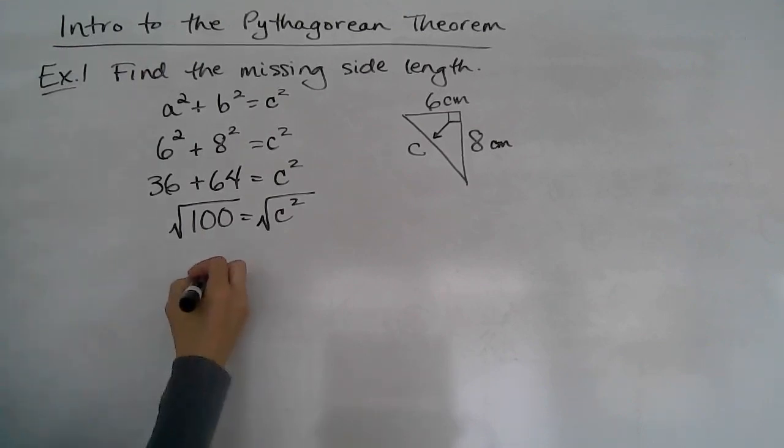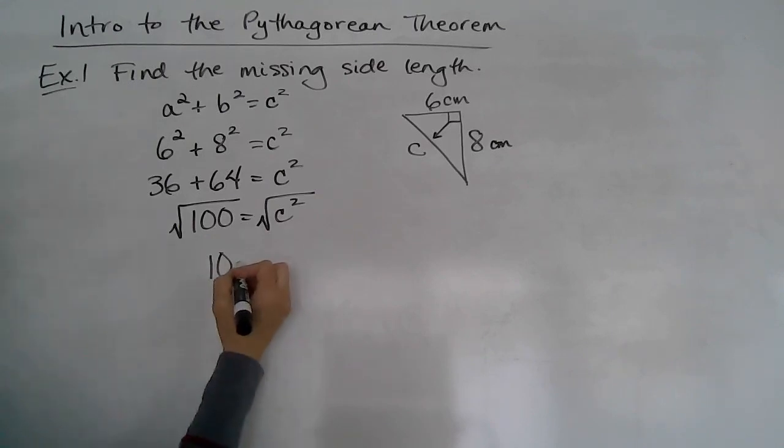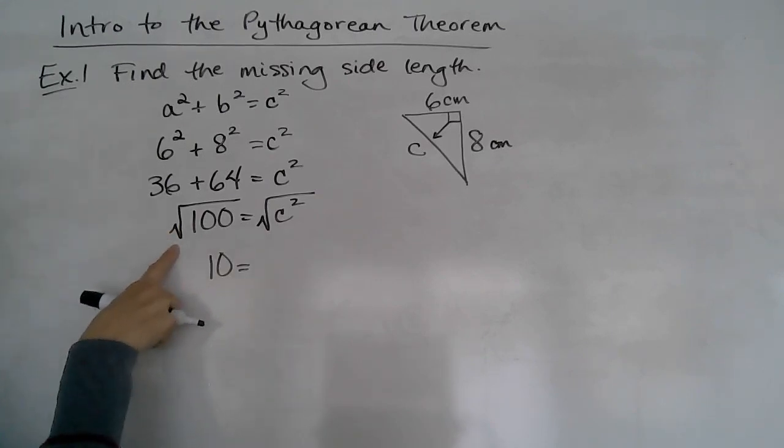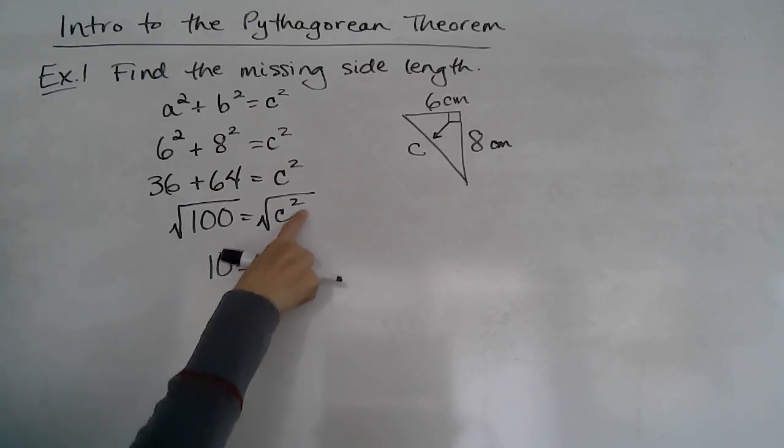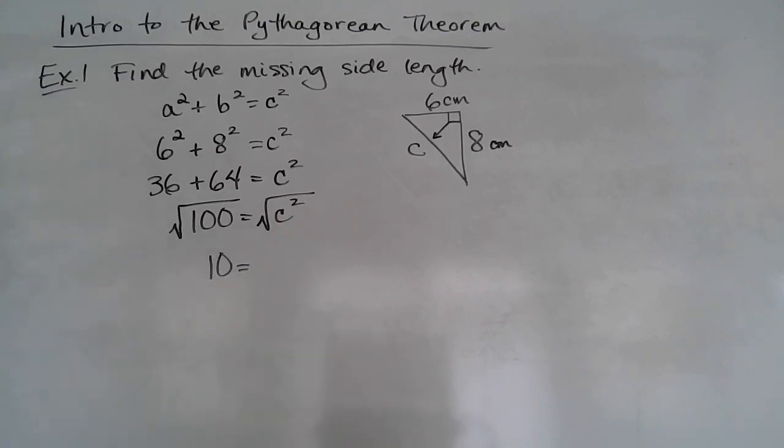10 times 10 gives us 100. So the square root of 100 is 10. Remember, what you do to one side of your equation, you must do to the other side. And we have a square root over something that is being squared. Squares and square roots are opposite operations. They cancel each other out.